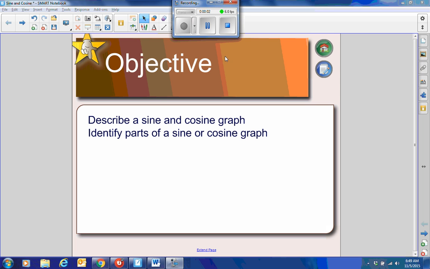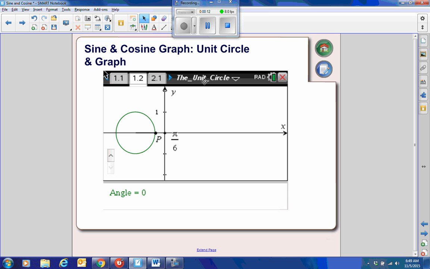This is designed to give you a quick overview of a sine and cosine graph, describing what it looks like, and then going into the parts of a sine and cosine graph. So first off, I would highly encourage you to do the unit circle investigation so that you can see the connections between the unit circle and the graph of sine and cosine.